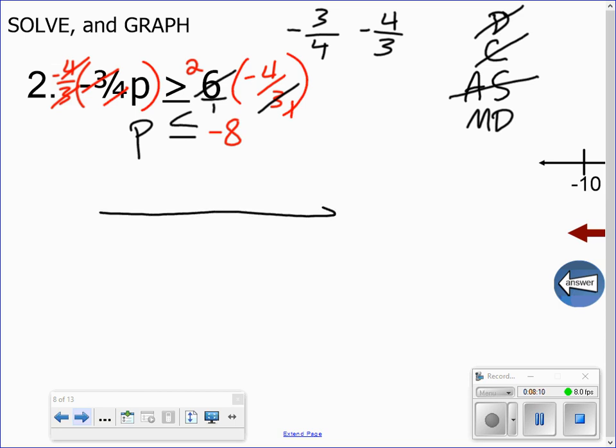And then we're going to graph it on our number line. We start out at negative 8. And then we are using, again, a closed circle because we are including it. And p is less than or equal to negative 8, so we want all of the values that are less than or equal to negative 8.